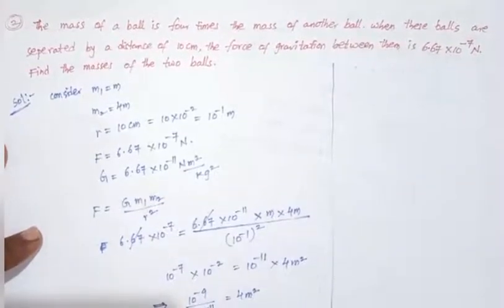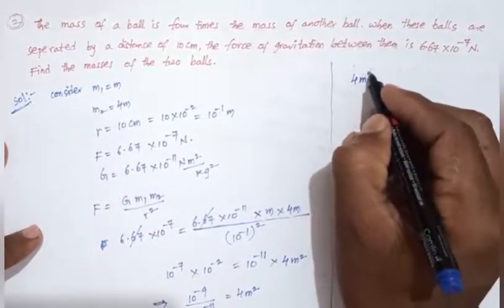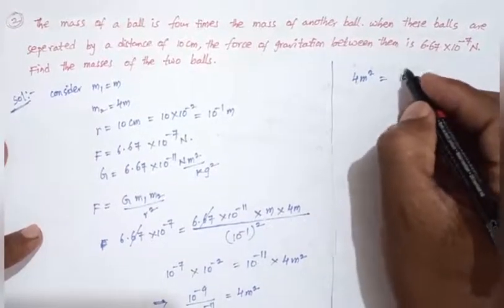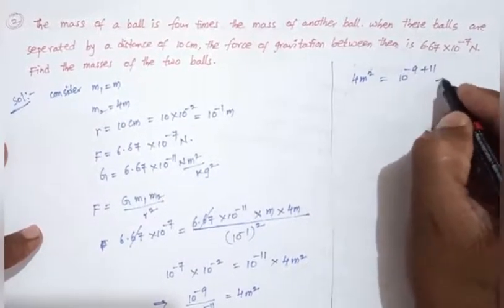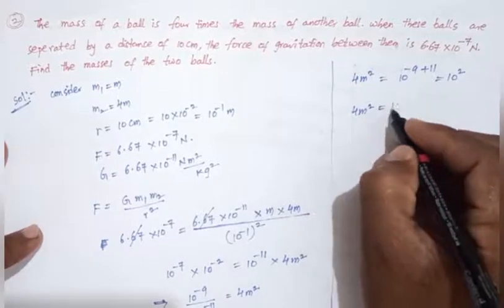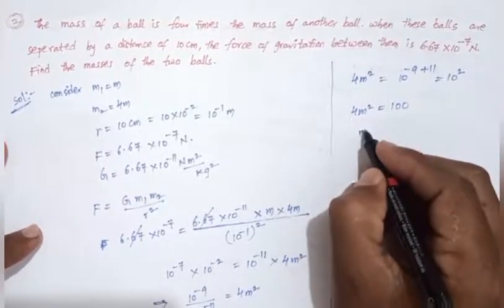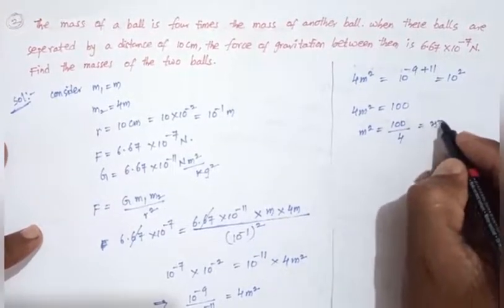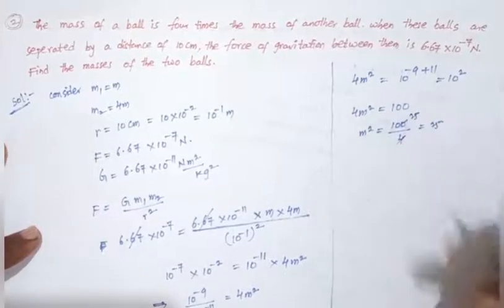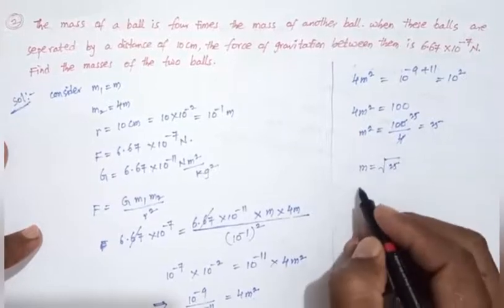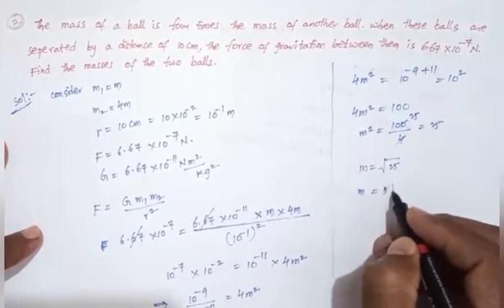Okay, from this equation, 4m square equals 10 power minus 9 divided by 10 power minus 11; the denominator goes to the numerator as 10 power plus 11. 10 power minus 9 plus 11 equals 10 power 2. So 4m square equals 10 power 2, which means 100. m square equals 100 by 4, that equals 25. So m equals square root of 25, that equals 5 kilograms.